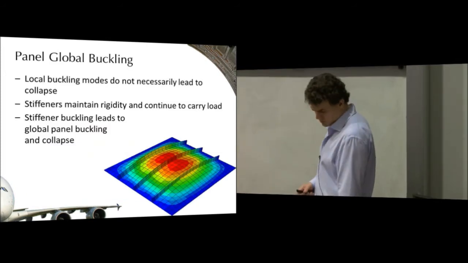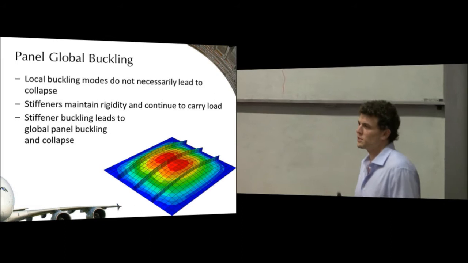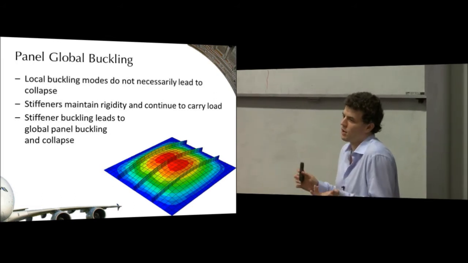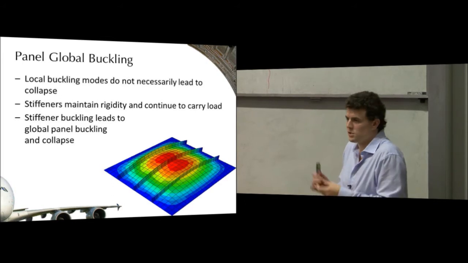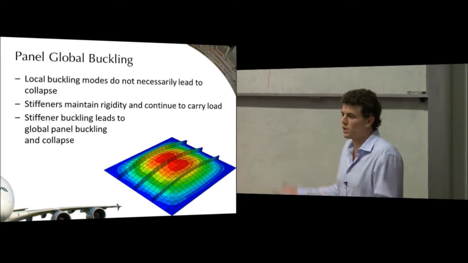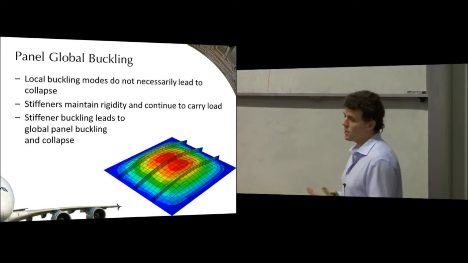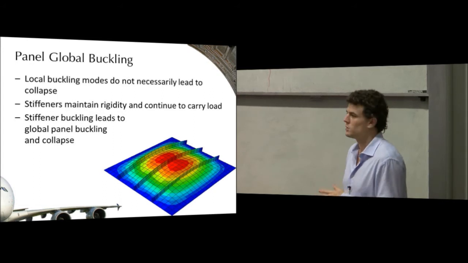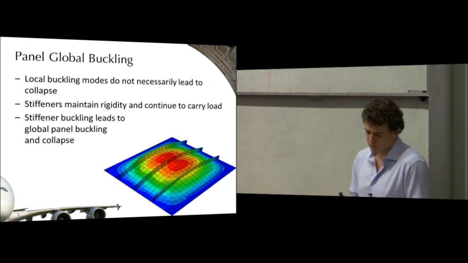So those local buckling modes don't necessarily lead to collapse. If the skin buckles, then the stiffeners can still carry load. If the skin between the fasteners buckles, then the stiffeners are still carrying load. So it's not going to cause our wing to just collapse in on itself. It can have performance effects. It can affect aerodynamic performance. It can affect a lot of other things, but it's not going to necessarily be catastrophic.